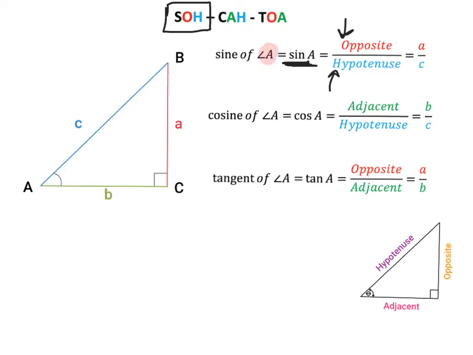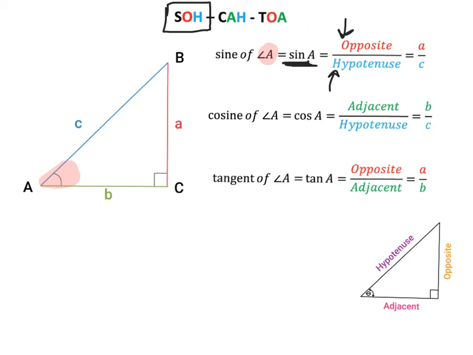So my reference angle is angle A, and we see that the sine is equivalent to the opposite divided by the hypotenuse, and so the opposite of angle A is side A. And then the hypotenuse in this triangle is side C. So that means that the sine of angle A is equal to the opposite of A divided by the hypotenuse. So the opposite of A is side A, and the hypotenuse is side C. So A divided by C is going to be the ratio that's the sine of angle A.